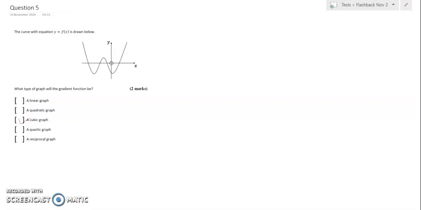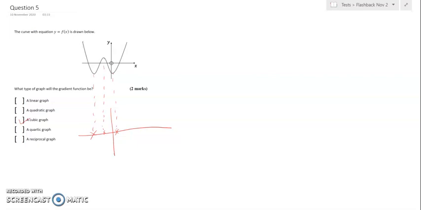Okay. If we actually have a look at the gradient function of this, it's a good idea to do that. The first turning point is there, so you know that the gradient is going to be 0 there. The next turning point is there, so again you know that the gradient is going to be 0, and the final turning point is there. So there are 3 turning points, and so there are 3 points where the gradient function is 0.